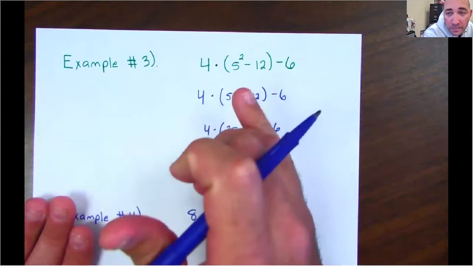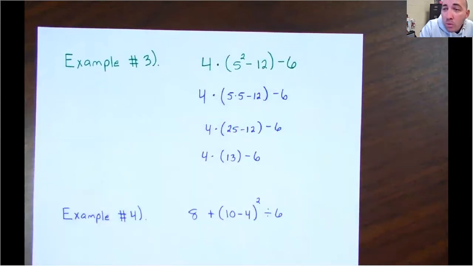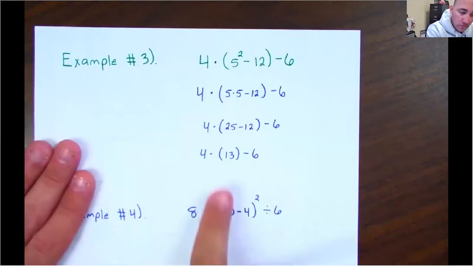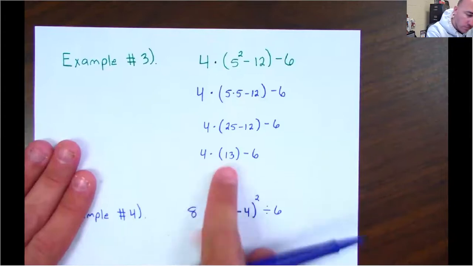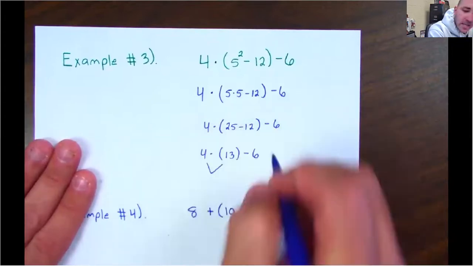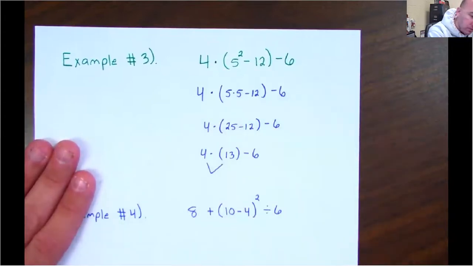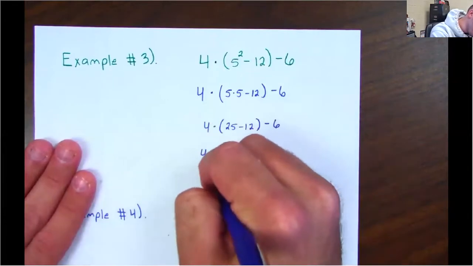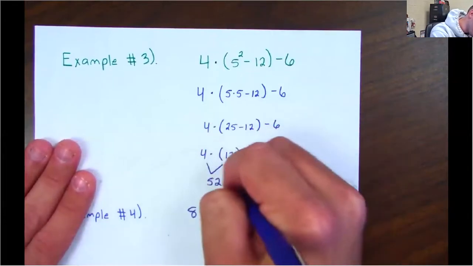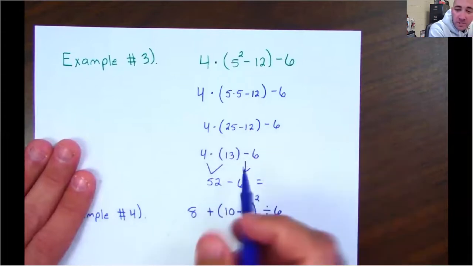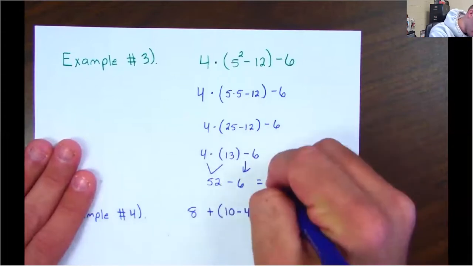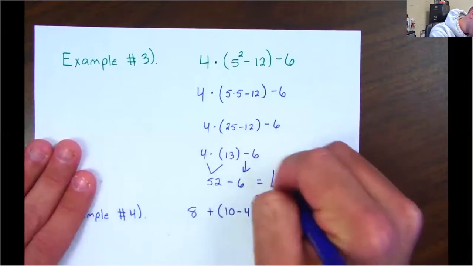So we've done parentheses, we've done exponents. Next one is multiply or divide, whichever comes first from left to right. Well, I got to multiply right here. What is 13 times 4? Well, that'll give you 52. Bring down the minus 6. Last step, 52 minus 6, 46.